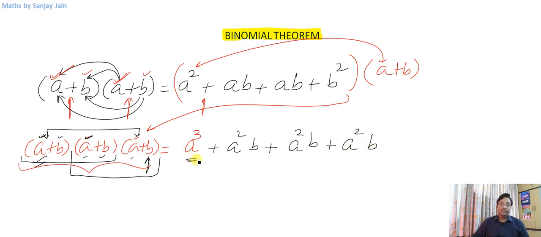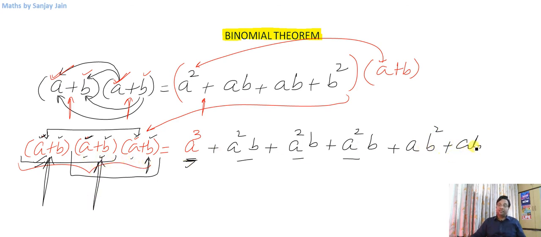So I have taken a from all three brackets and got a cubed. A from two brackets, I've got a squared b, a squared b, a squared b. Now let us take a from any one of these brackets. So I can take a from this bracket, then I'll have to take b from this and b from this to be able to multiply it. So ab squared. If I take a from this and b from rest of the two brackets, then I'll get another ab squared. And what about this? If I take a from this, b from these two, then I'll get another ab squared.